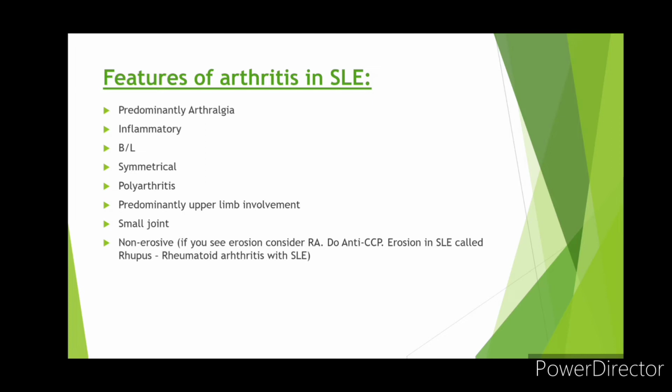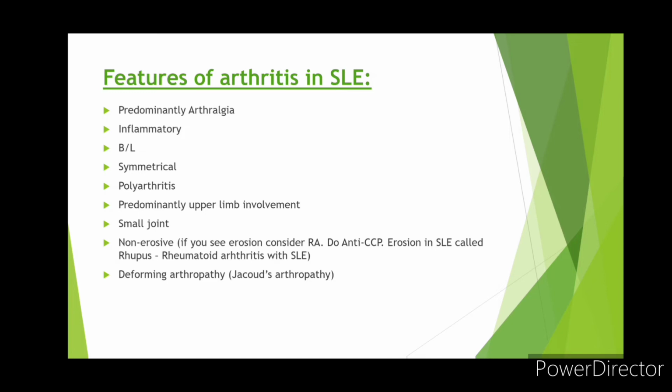And number 9, it will be deforming. It will be deforming arthropathy. Now, deforming arthropathy, also called Jaccoud arthropathy, was first discovered in acute rheumatic fever, but may be seen in other conditions. Okay, so let's combine the entire points about arthritis in SLE.